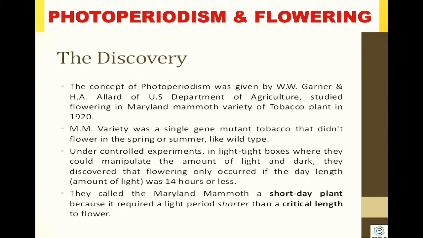The concept of photoperiodism was given by W. W. Garner and H. Allard of U.S. Department of Agriculture, who studied flowering in the Maryland Mammoth variety of tobacco plant in 1920.